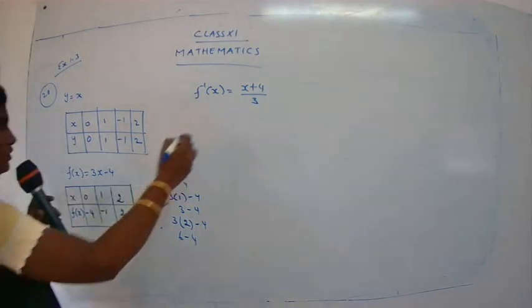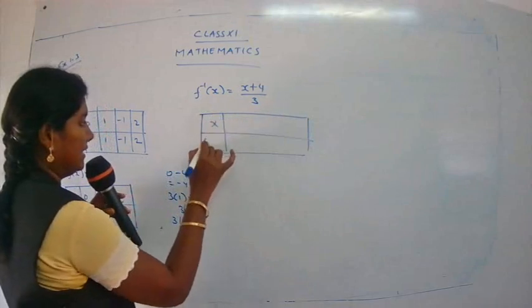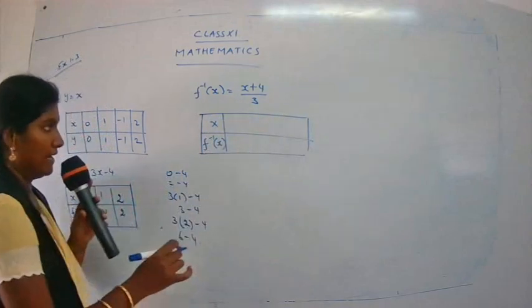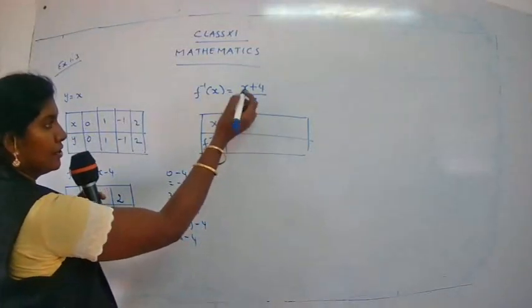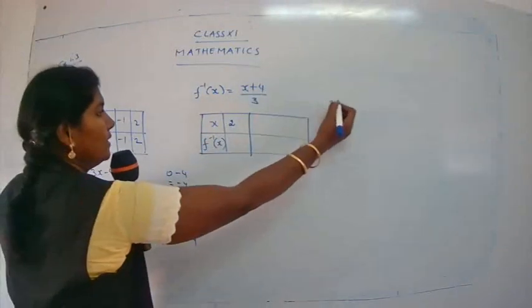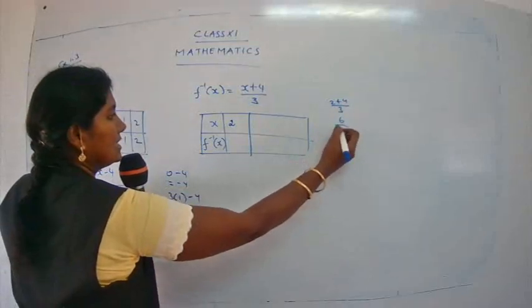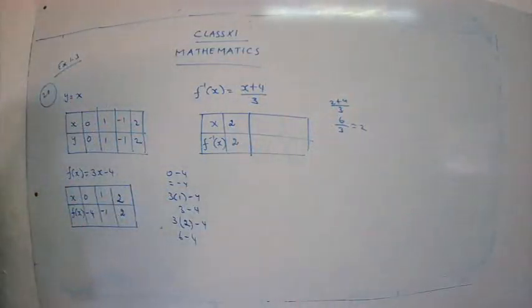Okay, I'll draw the table first. I'll write here x. I'll write here f inverse x. If I take x as, here we have 3. So if I put here 2, it will be divisible, yes? So take the value for x as 2. If I take x as 2, I get 2 plus 4 upon 3. That is 6 upon 3 is equal to 2.